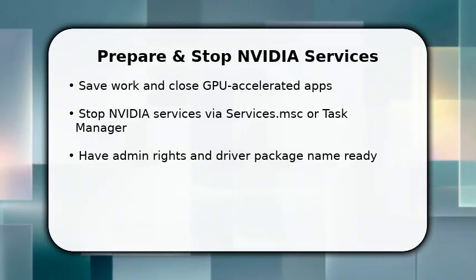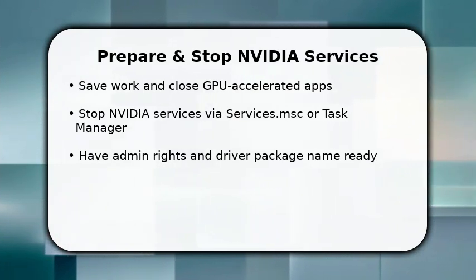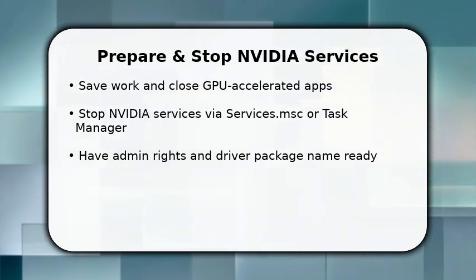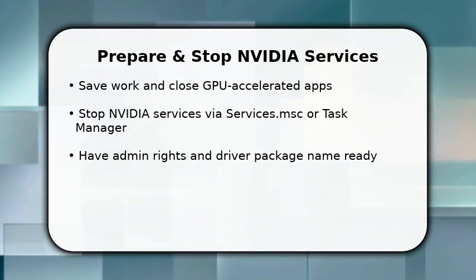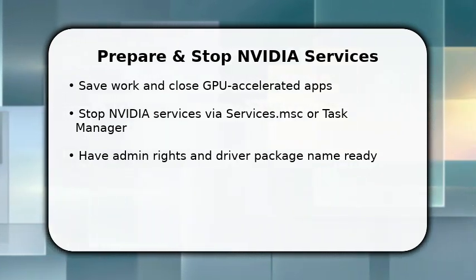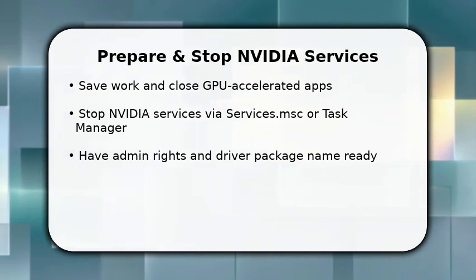You start by saving work and closing GPU-accelerated apps to avoid corruption. Next, open Task Manager or Services.msc and stop Nvidia services like Nvidia Container and Display Container. This prevents file locks. Make sure you have administrator rights and note the driver package name shown in Programs and Features so you can identify it later.